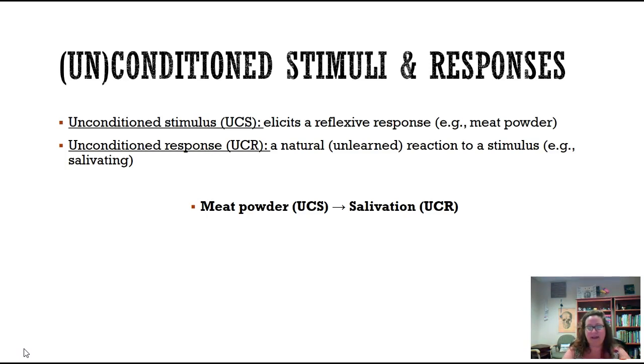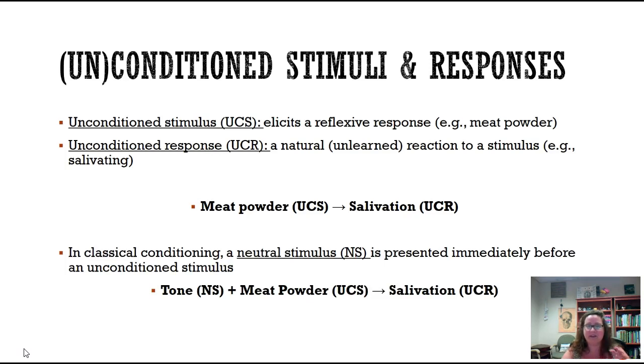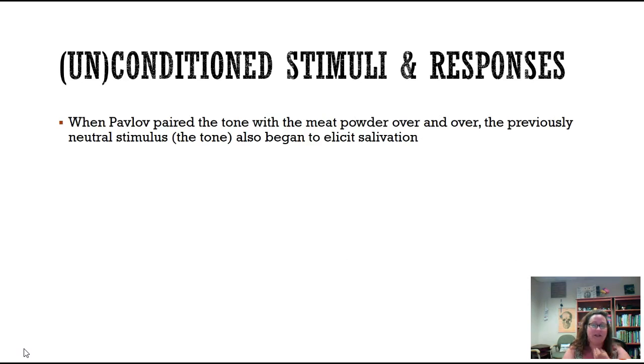So the meat powder made the dog salivate. In classical conditioning, what Pavlov did then was present a neutral stimulus, something the dog didn't care about, like a bell. The dog doesn't care about bells. So they present that neutral stimulus of the bell immediately before presenting the meat. So they would show ding, ding, ding, meat, ding, ding, ding, meat, ding, ding, ding, meat. And after doing this over and over, the dog would salivate.